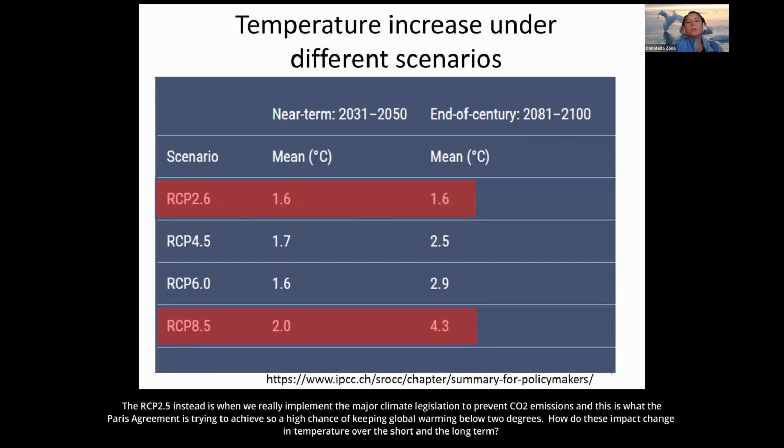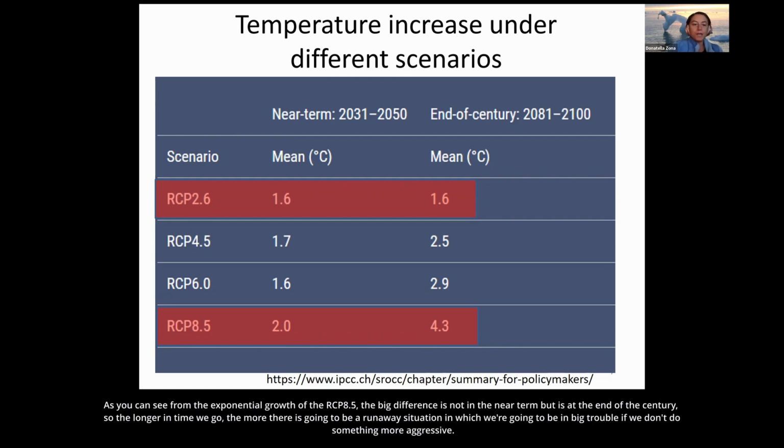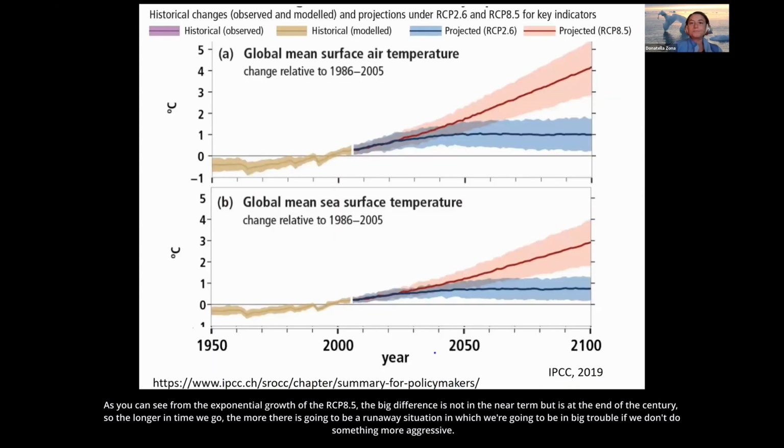Now, how does this impact the change in temperature over the short and the long term? As you can see, from the exponential growth of the RCP 8.5, the big difference is not in the near term, but at the end of the century. So the longer in time we go, the more there is going to be a runaway situation in which we're going to be in big trouble if we don't do something more aggressive.